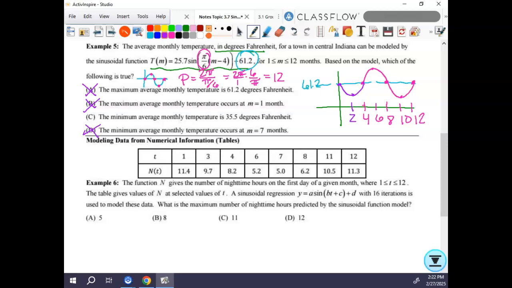What can I do with that to see if I can get 35.5? What else would I use? Well, besides 61.2, what would I use? The amplitude, exactly. I want to know what this temperature is. This is my amplitude, right? I know that value. That value is 25.7, right? That's the distance there. If I subtract those, you will get 35.5.